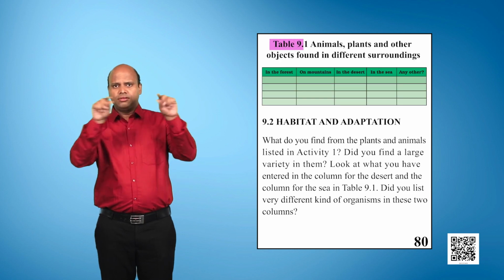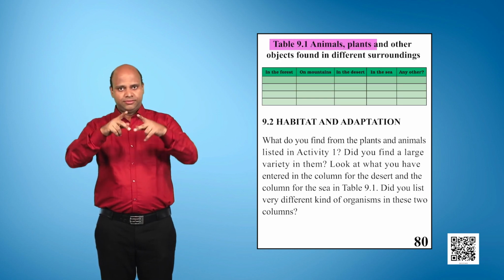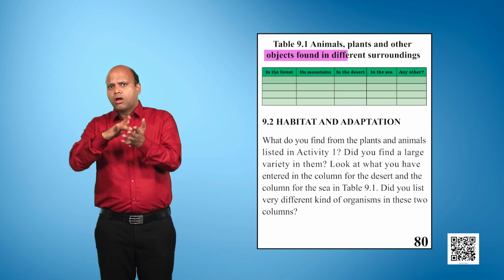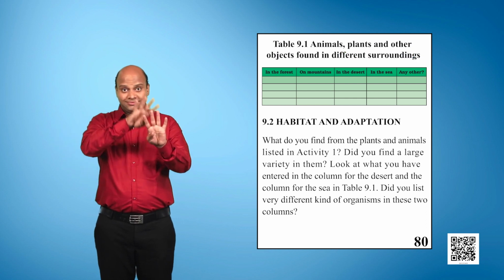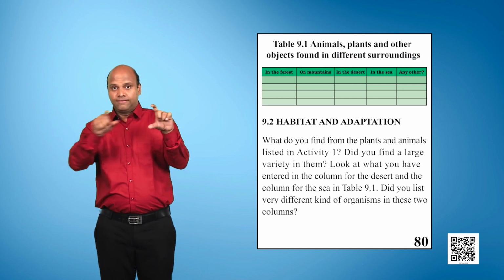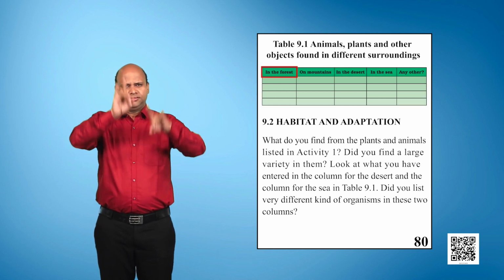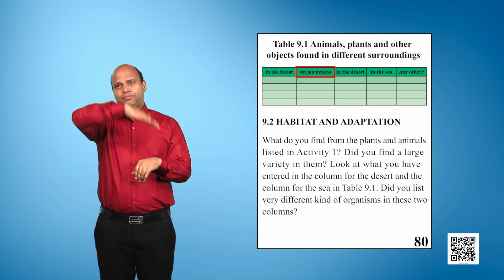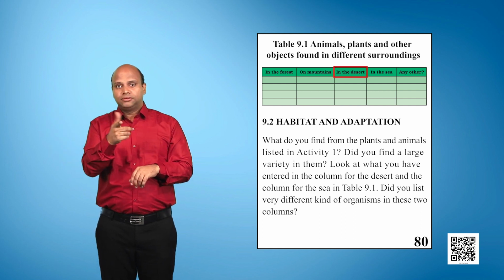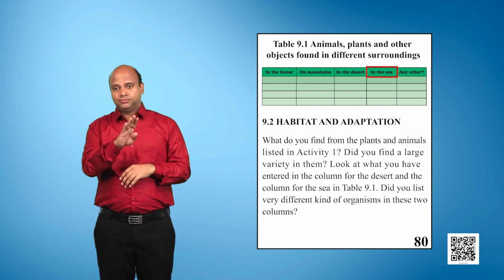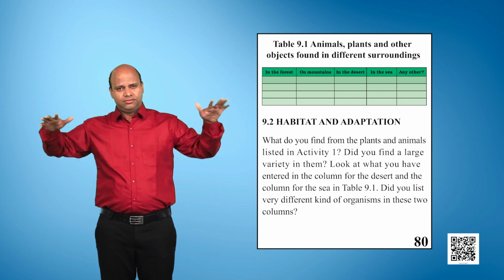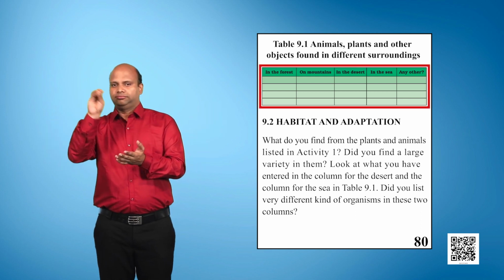Table 9.1. Animals, plants, and the other objects found in different surroundings. The table is divided into 5 columns: in the forest, on mountains, in the desert, in the sea, any other. Complete this table according to your observation.